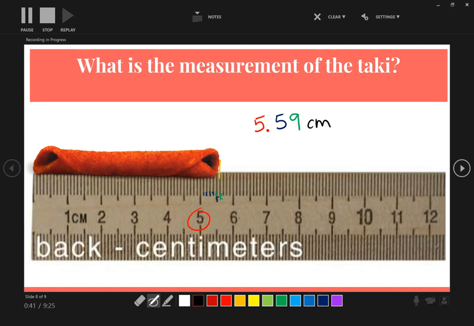So, what did you get? Did you get something close to a 5.59? If you had 5.58, 5.60, 5.57, 5.56, 5.55, those are all acceptable answers.